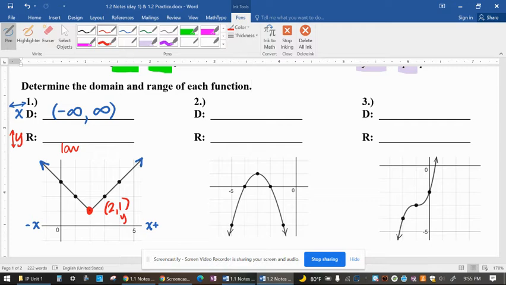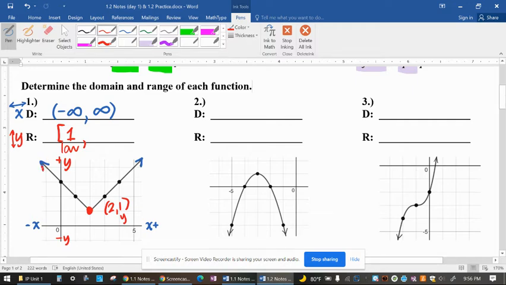Now the absolute value has an exact point at 1. So whenever your function has an exact value or a closed point, you're going to use a bracket for that value. So the lowest is 1. Now remember, we're focusing on the y-axis. So here are the positive y values, negative y values. How high does this absolute value go?